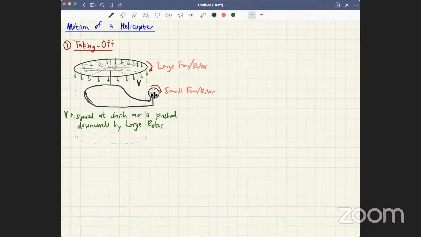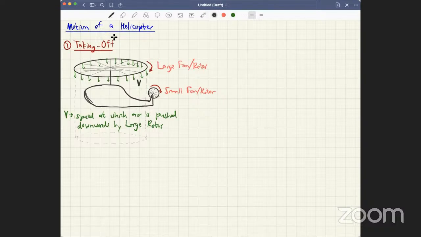The small fan is going to rotate along the horizontal direction. This is going to rotate along the vertical axis. So the axis for the large fan is going to be vertical. Axis for the small fan is going to be horizontal.